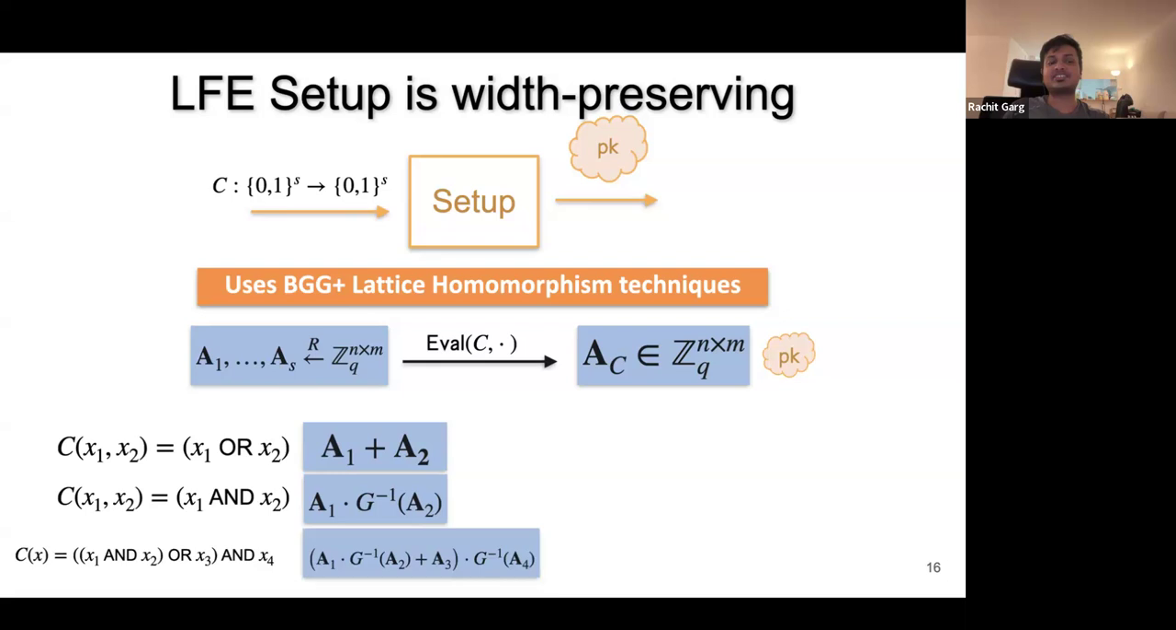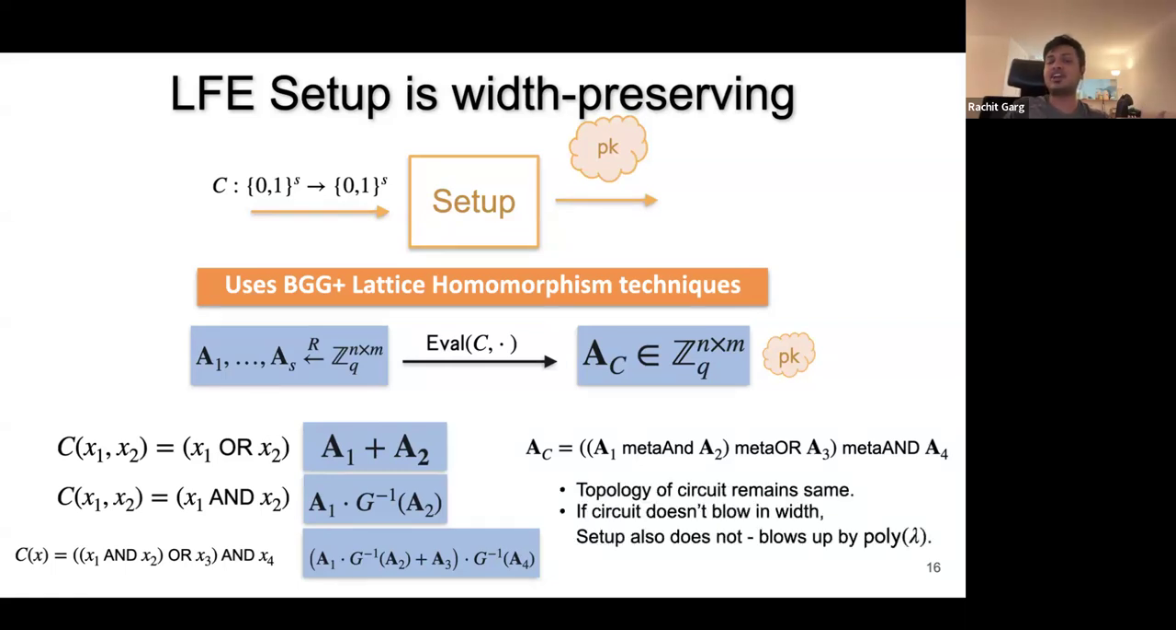Now, if you have a very complicated circuit, then you can sort of combine these objects to produce the short public key. And the way these objects look is like, instead of computing on these inputs, now you're computing these meta circuits on these attributes, on these public matrices. And the point here is that if the circuit that you started with was width preserving, then this whole setup procedure is also preserving the topology of the circuit, and it will also be width preserving. We will blow up by poly lambda, but poly lambda is fine.